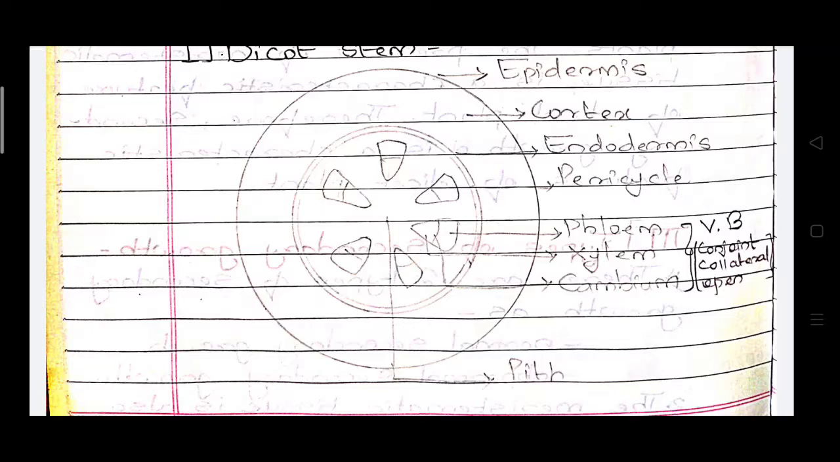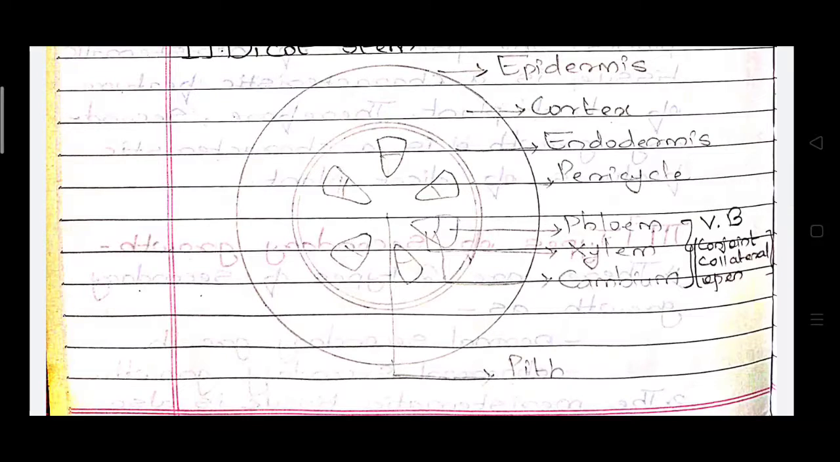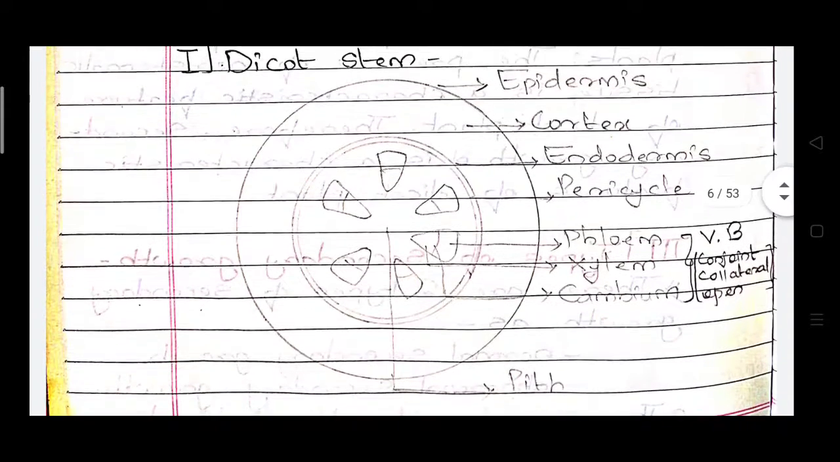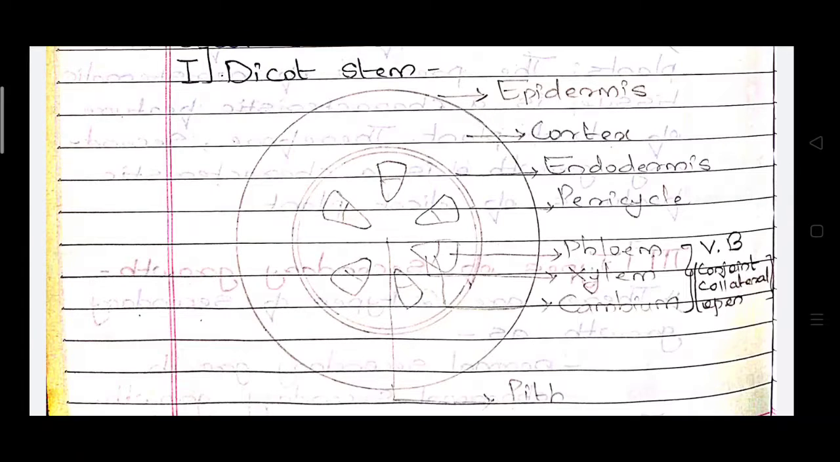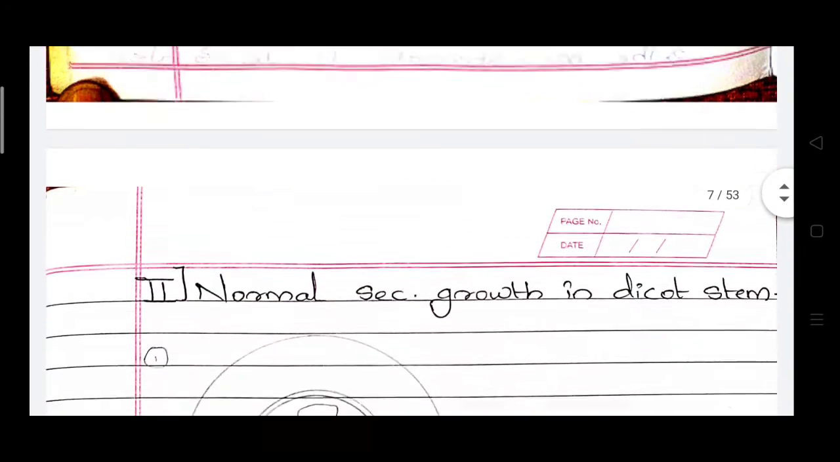In that, the phloem is present at the outside and xylem at the inner side, and in between there is the cambium. So the whole vascular system is called conjoint, collateral and open vascular bundles. After the vascular bundles there is the pericycle. Then after the pericycle there is the endodermis, after the endodermis there is the cortex region, and the outermost layer is the epidermis. So this is the normal structure of a dicot stem.